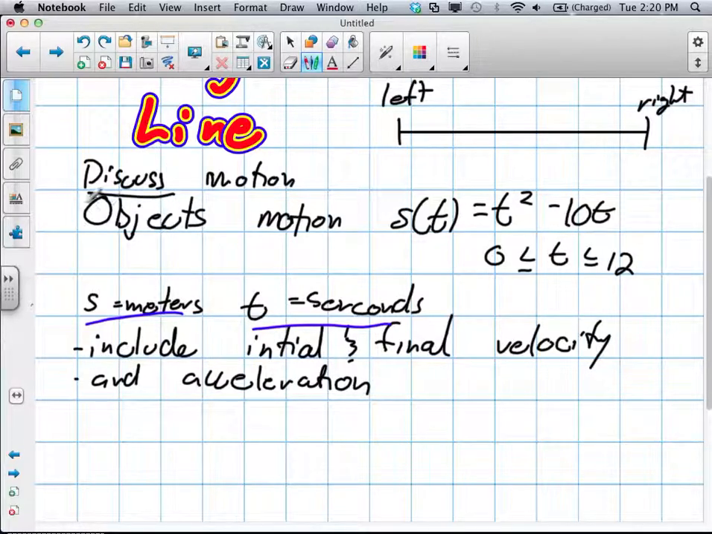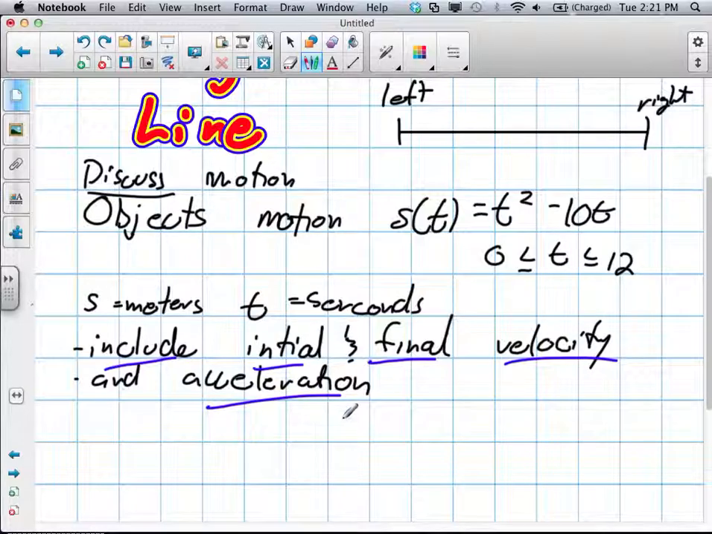They've also told you, when you're discussing, so you're kind of making up your own question because they're asking you to discuss this. They want you to include initial and final velocity and some form of acceleration. Okay? So let's try to make sense of this. First things first, let's find out its initial and final position. Those are probably important. We like to know where we start and where we end.